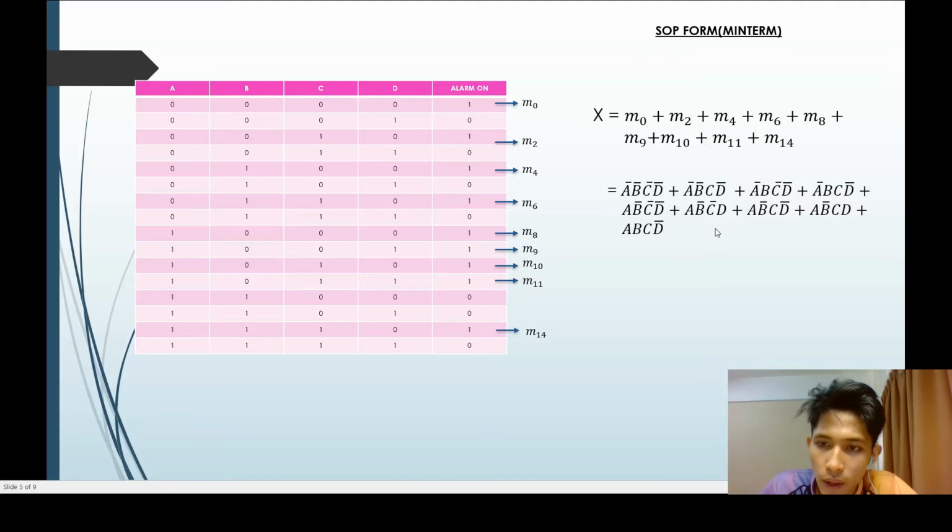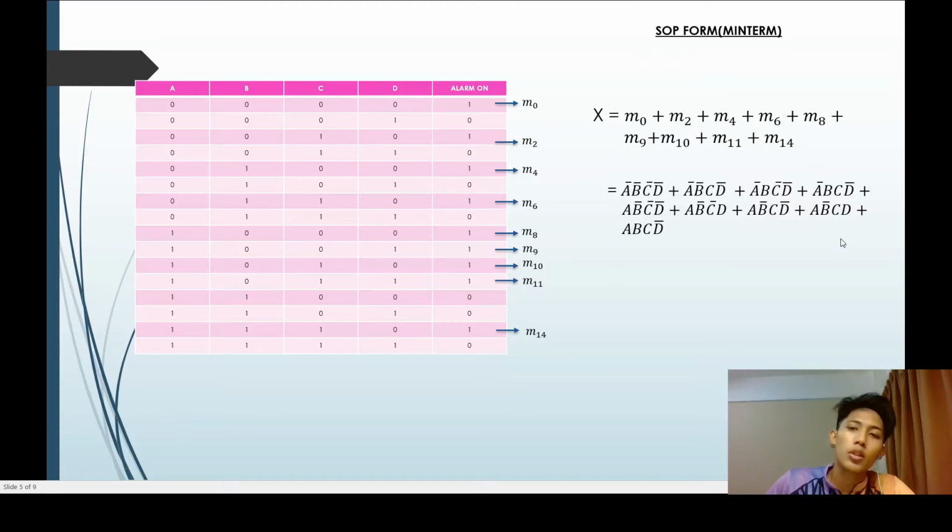And plus M9. M9 is 1001. So only B and C are 0, so only B and C are barred, like this one. And plus M10. M10 is 1010. So we can see that B and D are 0, so only B and D will be barred. Next, plus M11. For M11 we can see that only B is 0, so only B here will be barred.